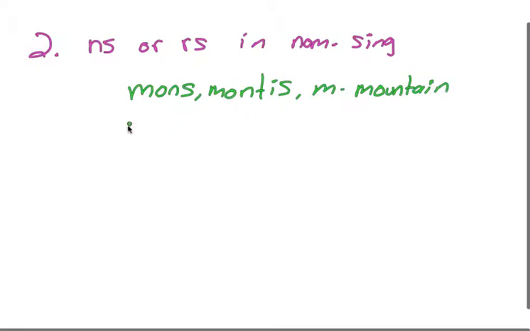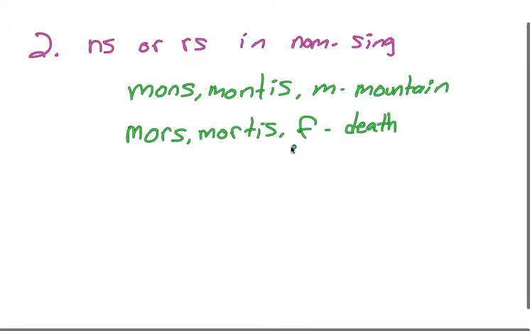The second example I'm going to give you is mors, mortis, feminine, and it means death. And so we get mortal, immortal, mortify, mortgage. They all come from the word mors, meaning death. These two are I-stems because they end in ns, like mons, or rs, like mors, in the nominative singular. The third way is slightly more complicated.